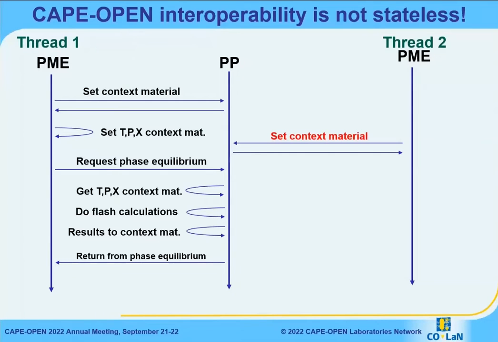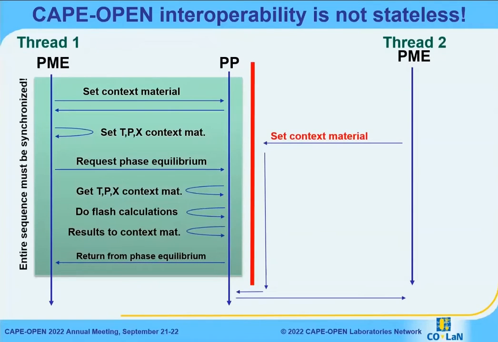So that means that essentially the entire block in green here, which involves multiple calls from the PME to the PMC, must be shielded somehow. This cannot be done by the property package, because the property package is not in control of this entire sequence. It receives several calls during the sequence, so this synchronization has to be done by the PME over the entire part where the state must be maintained.